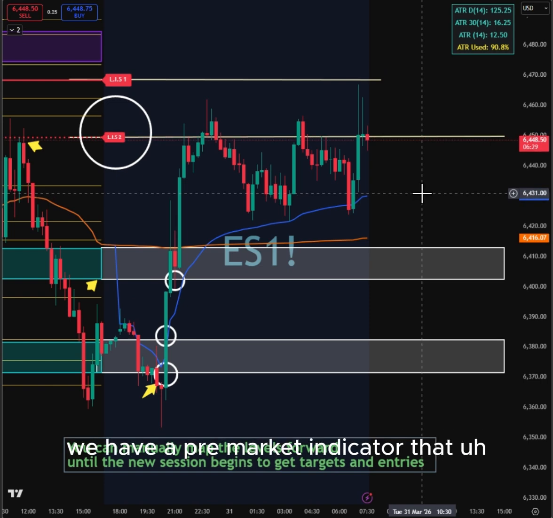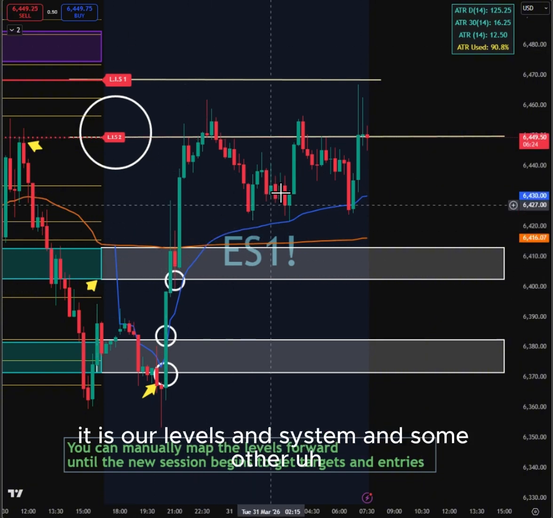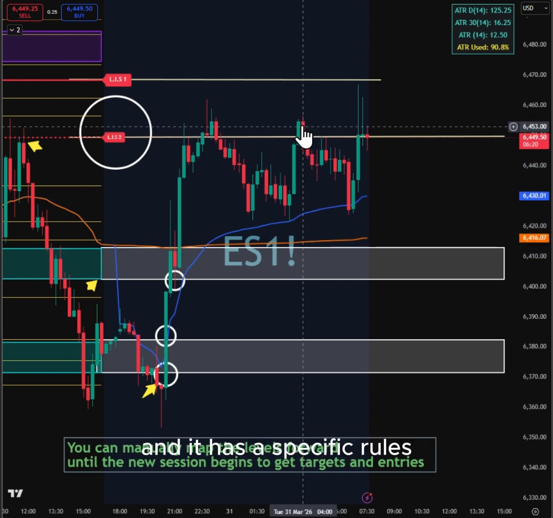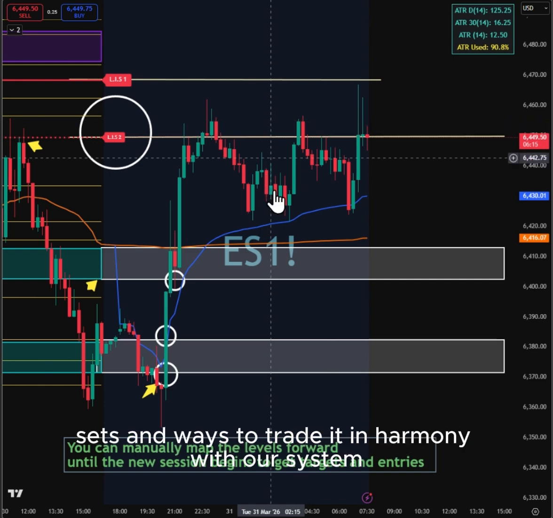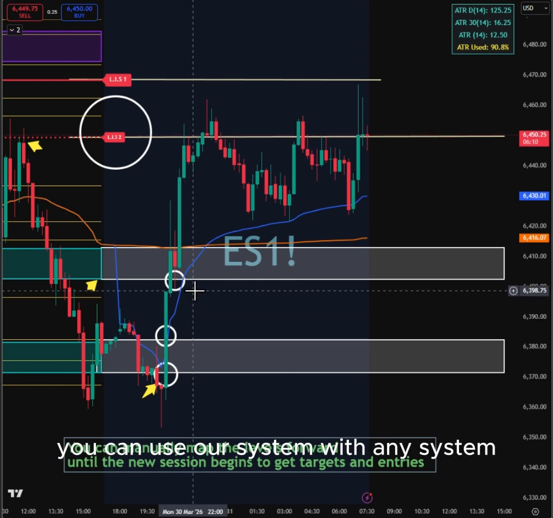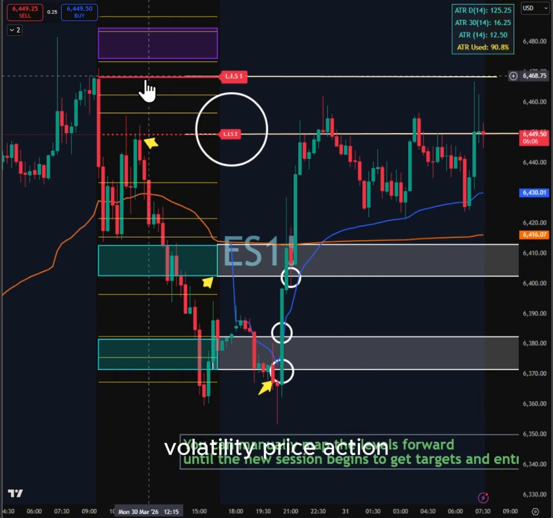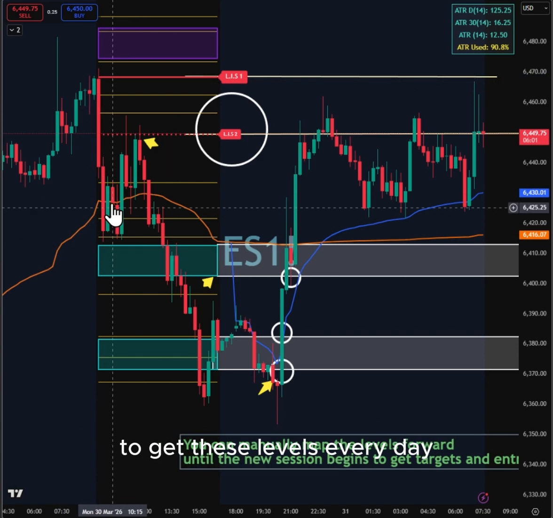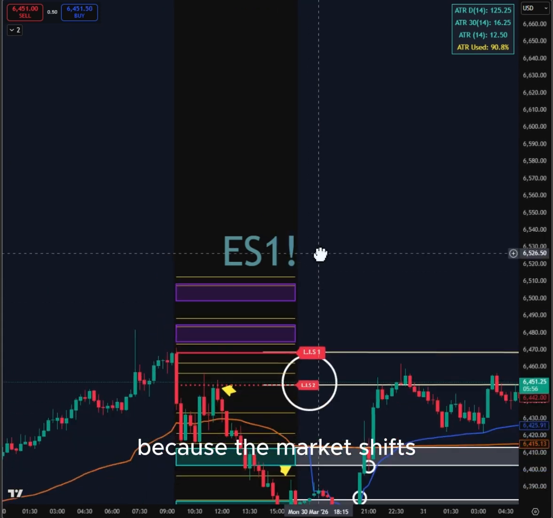We have a pre-market indicator that we will release. It is our levels and system and some other bells and whistles, only for pre-market action, and it has specific rule sets and ways to trade it in harmony with our system. Again, everything works together. You can use our system with any system. Why? It's based on the pillars of the market: volume, volatility, price action. We're actually calculating actual KPIs that matter to get these levels every day. That's why sometimes there's a drastic difference, because the market shifts.